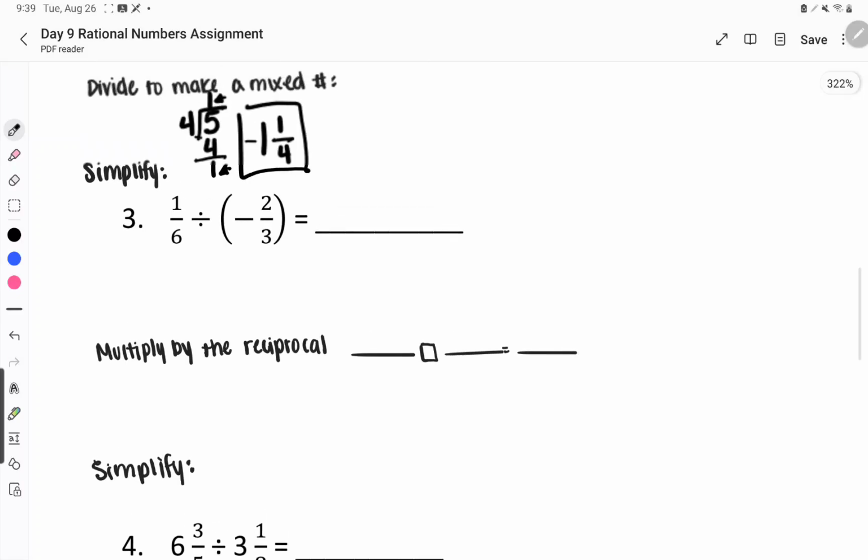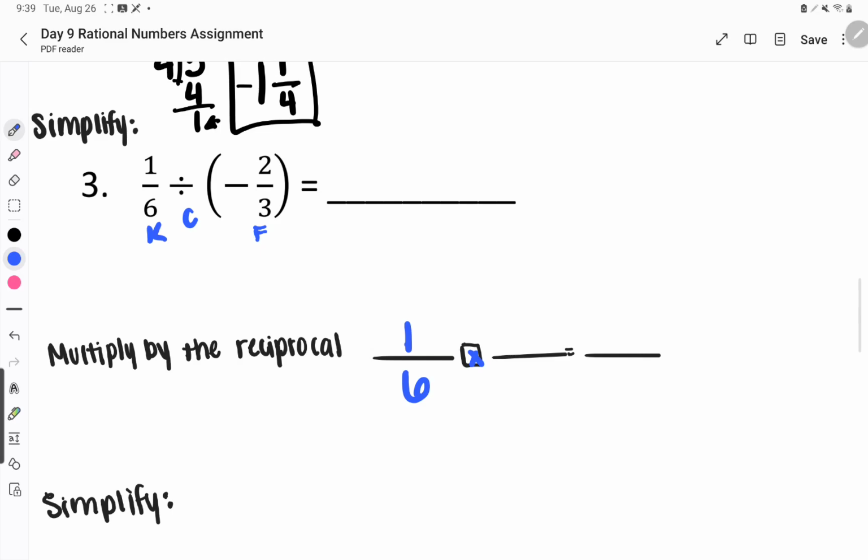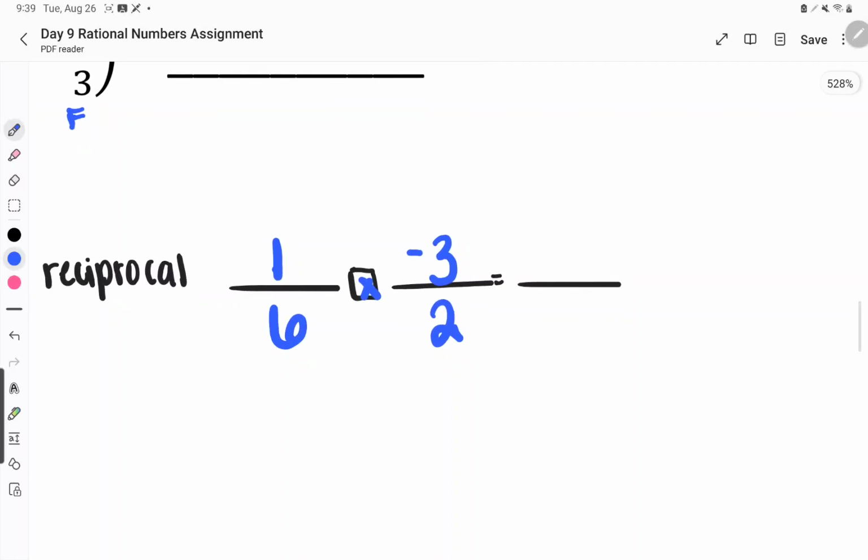The next one, we have 1/6 divided by negative 2/3. This time, we don't have to do any improper fractions or anything like that, so we're just going to multiply by the reciprocal. That is another name for keep, change, and flip. So we're going to keep 1/6, we're going to change division to multiplication, and then we're going to flip the negative 2/3 to be negative 3 over 2. Now we check to see if we can simplify. 1 and 6 are good, 3 and 2 are good, 1 and 2 are good, and then we have 6 and 3. What are both 6 and 3 divisible by? They're both divisible by 3. 6 divided by 3 gives me 2, and then 3 divided by 3 gives me 1.